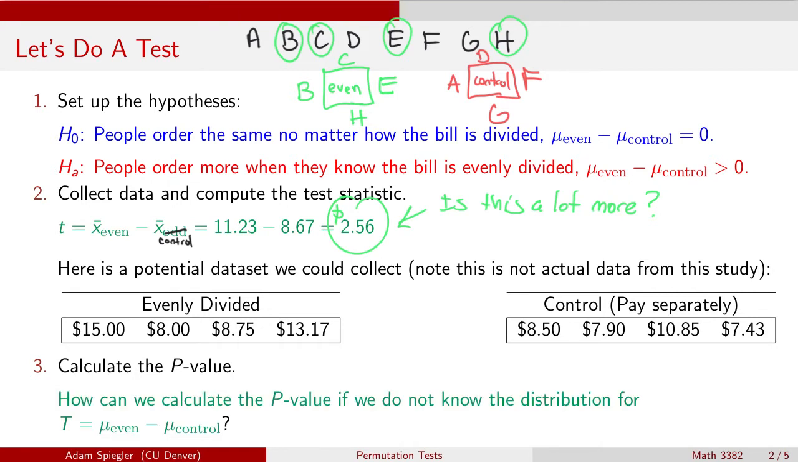In the previous cases, we were claiming something about the underlying population, and from that we were able to set up what's called a null distribution. In this case, we don't know what the distribution is for this parameter, for the difference in these two means. So how can we calculate how bizarre this difference is if we don't know what the underlying distribution is?